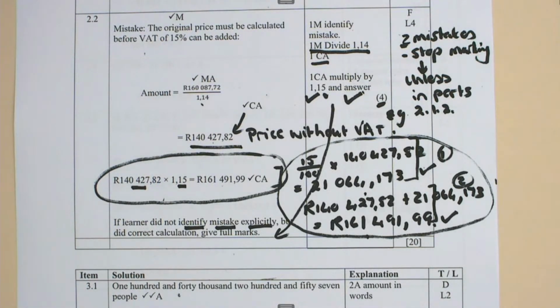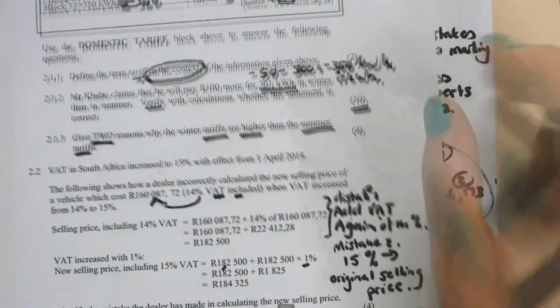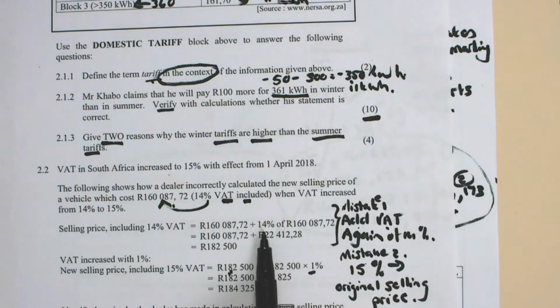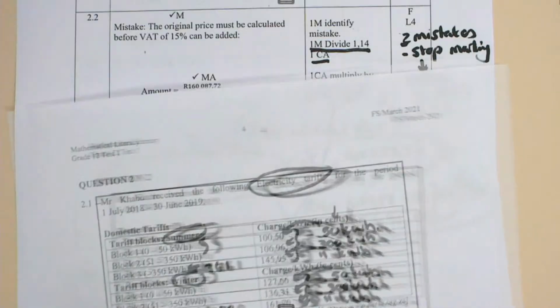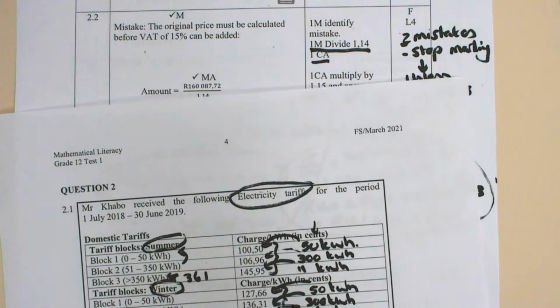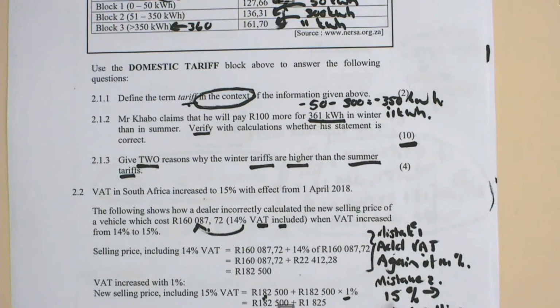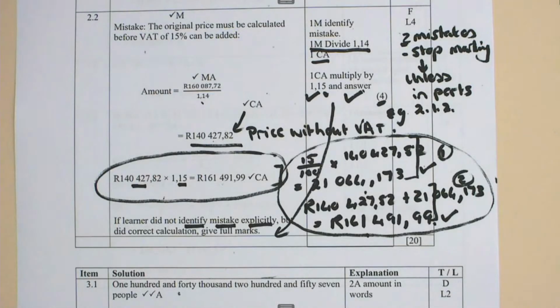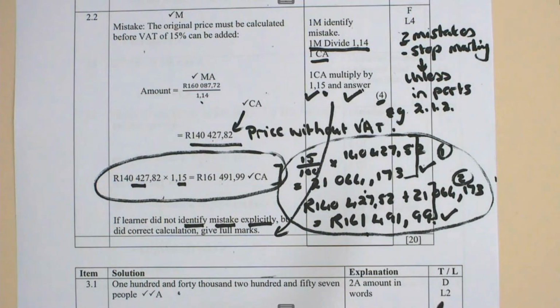So what was wrong? What was wrong was that the 14% was added again, and that we did not get the original price and then add the 15%. Okay? In other words, the mistake is that the 15% was supposed to be calculated on the original value, that is the 160,000 when I do not have the VAT in it, which just boiled down to 140,427 rand 82 cents. I hope that is clear.